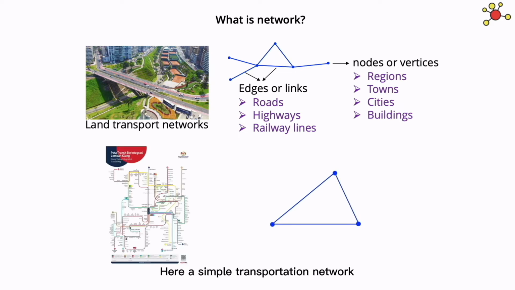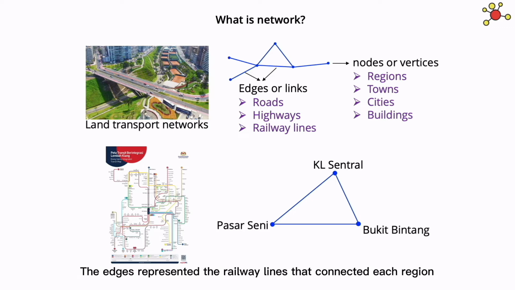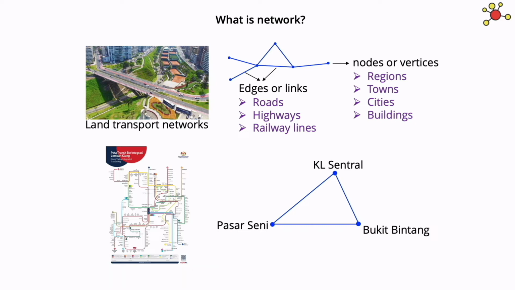Here's a simple transportation network. The nodes or vertices represent the regions in KL City: KL Central, Bukit Bintang, and Pasar Seni. The edges represent the railway lines that connect each region. From KL Central to Bukit Bintang by monorail, from Bukit Bintang to Pasar Seni by MRT, and from Pasar Seni to KL Central by LRT.